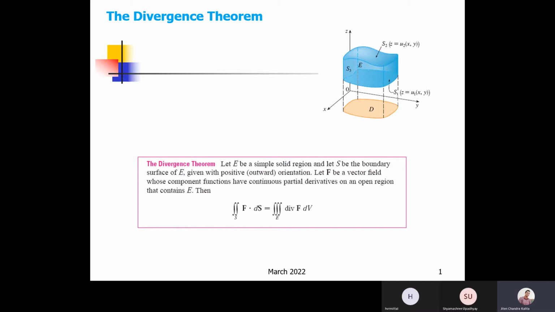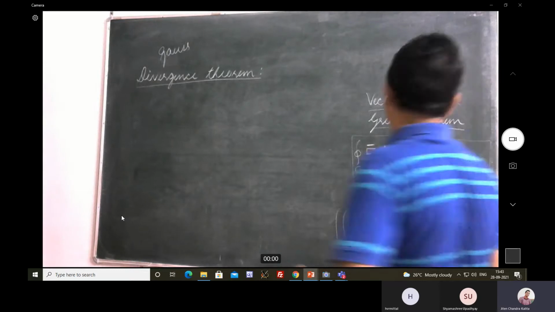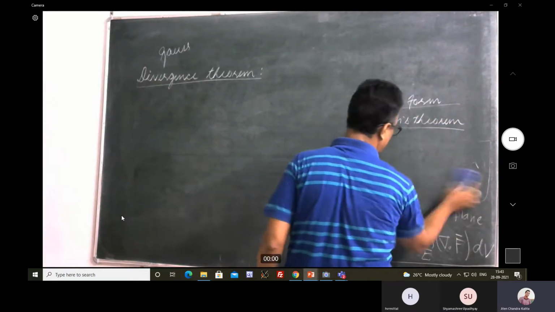So now I'm going to prove the Gauss Divergence theorem when your E is a simple solid region. That's it. Okay. So here, if you look at the figure, the way the figure is drawn, it looks like it is a type 1 region, isn't it? It is a type 1 region. Okay, so I'll come back to that. I will draw the figure later.